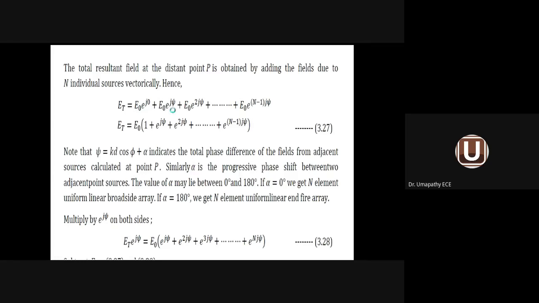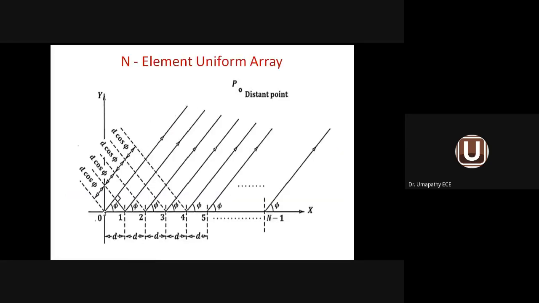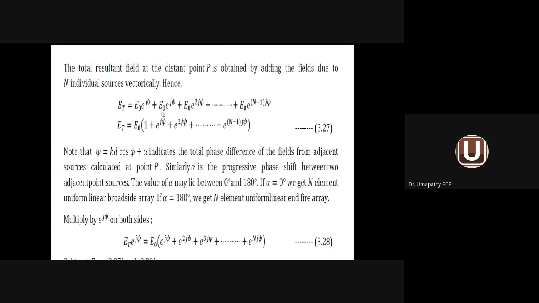Second antenna element. Where is the second antenna element? Number 1. First is 0, second is number 1. That is why we get n minus 1, but actually we have n number of elements. So E naught e power j psi plus E naught e power 2j psi. Likewise we will keep adding up to e power (n minus 1) j psi, equation 1. I am taking E naught common, so everything gets added like this: 1 plus e power j psi, e power j 2 psi, up to e power j (n minus 1) psi.